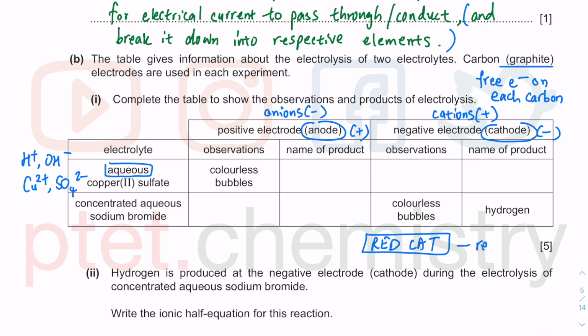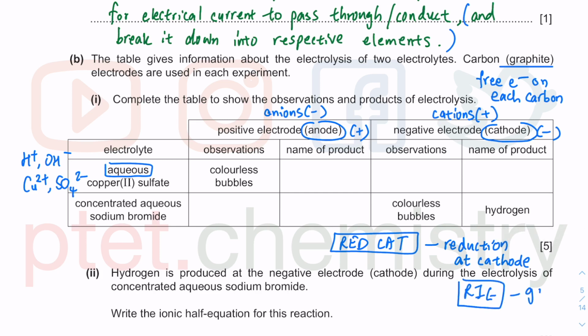And we also know about the OIL RIG acronym, and OIL RIG basically says that reduction involves the gain of electrons. So this must be OIL RIG there. So reduction is gain of electrons at the cathode by the cations. So we see colorless bubbles. These are colorless and these are bubbles. Bubbles represent gases. Why in the world do we get the gas here? Typically, we would say that copper 2 plus would prefer to be reduced.